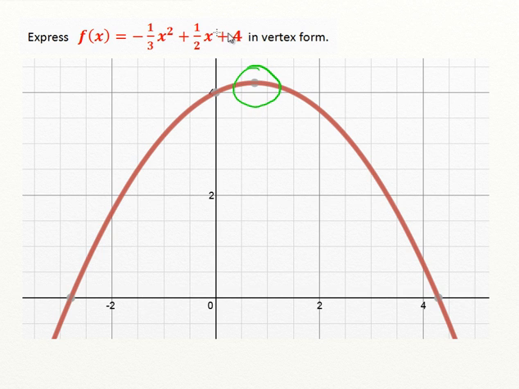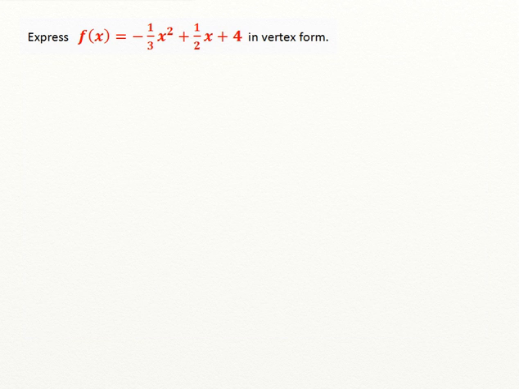We do, however, see this plus 4, which is the c value on the end of standard form, and we can see that that clearly identifies the y-intercept. So we know the y-intercept, it's just a matter of we don't know the actual coordinates of the vertex. So we can't just graph this and then write vertex form right away. So we're going to have to do a little bit of work.